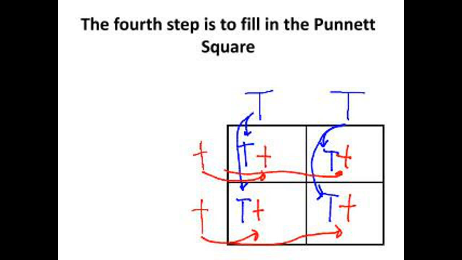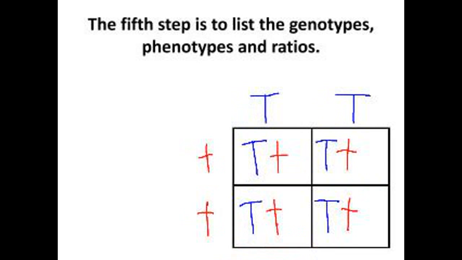So this is our completed Punnett square. Yes, it looks messy, but I wouldn't recommend drawing the arrows each and every time. So when we clean this up, it will look like this. And our fifth step to completing Punnett squares is to list the genotypes, phenotypes, and ratios.